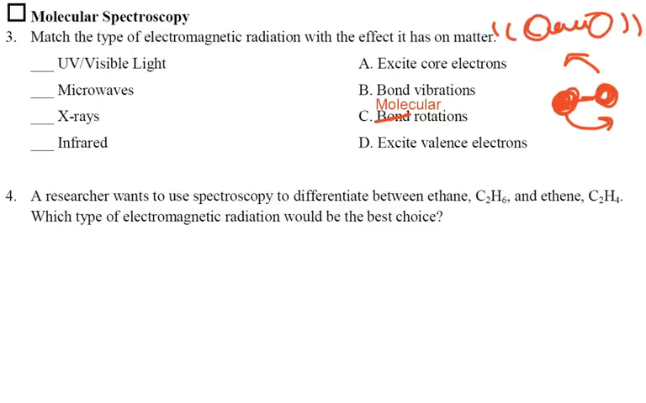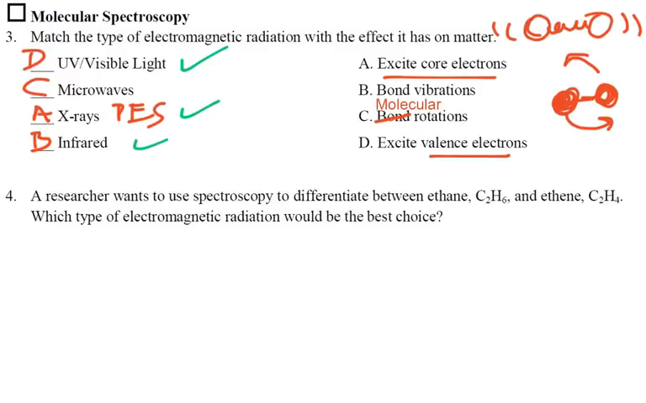So what do we know? UV visible light, that causes valence electrons to get excited. That's answer D. Microwaves cause the rotations. X-rays, that's PES. And that's where we're exciting the core electrons right out of the atom. So it just totally ejects those. And infrared is causing bond vibrations. Okay, and that's important stuff. On the AP curriculum, we are required to teach about this one, and this one. You're supposed to know that.